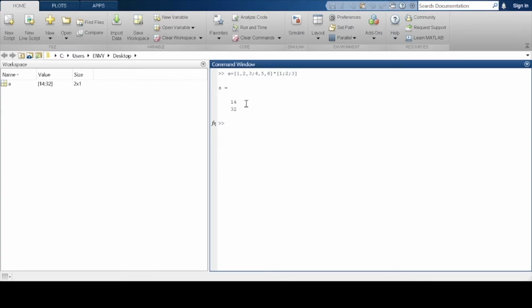So what happens to get this result is 1 into 1 plus 2 into 2 plus 3 into 3, which gives 14, and 4 into 1 plus 5 into 2 plus 6 into 3, which gives 32. Now what if we add an extra row here?